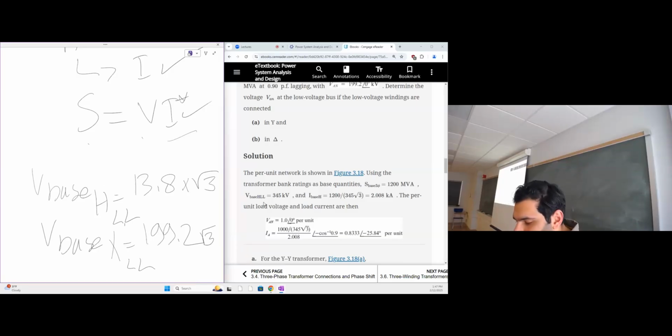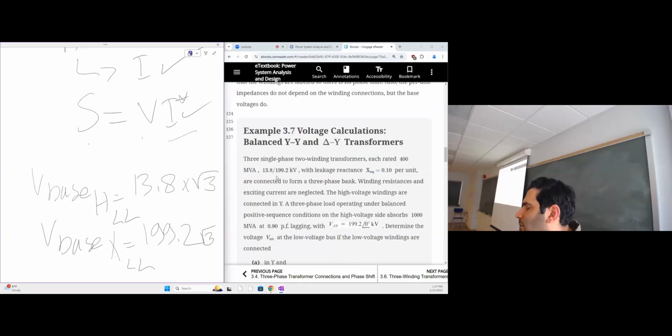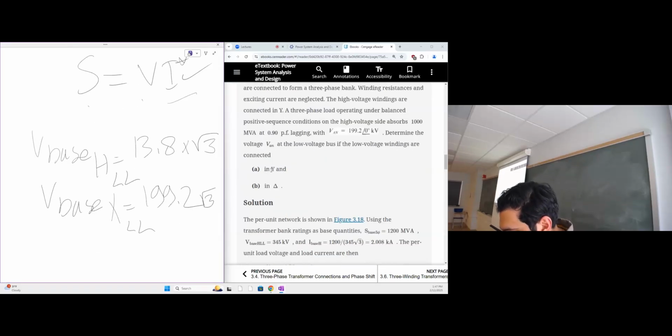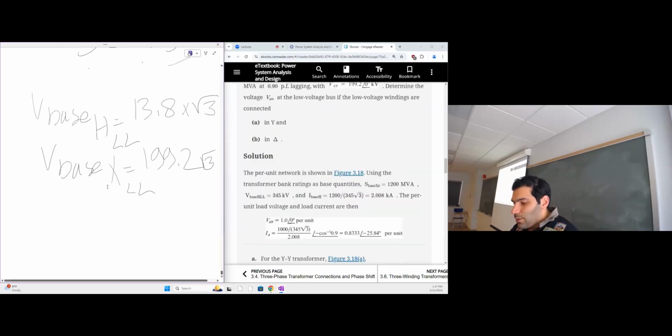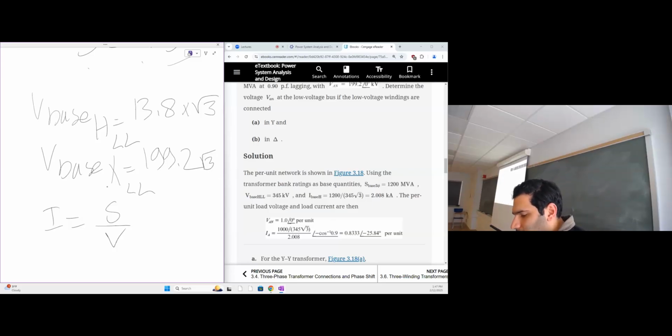So here you'll figure out mysteriously that V base high came out to be 345, but it was here 199. Actually, he multiplied by radical 3 directly. Okay, so I'd like to note that down. And then to calculate I, I just divide S by V, so I get 2.008 kiloamperes.